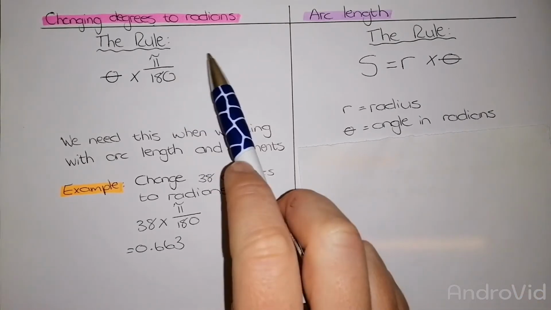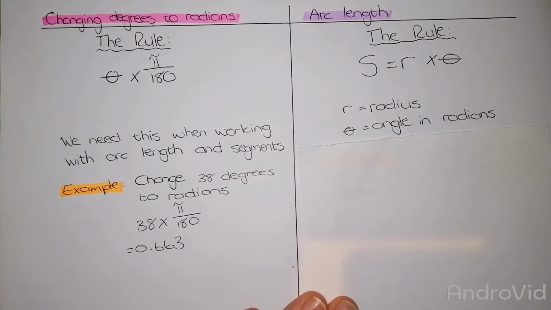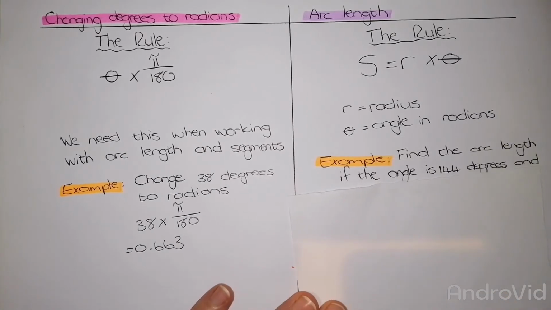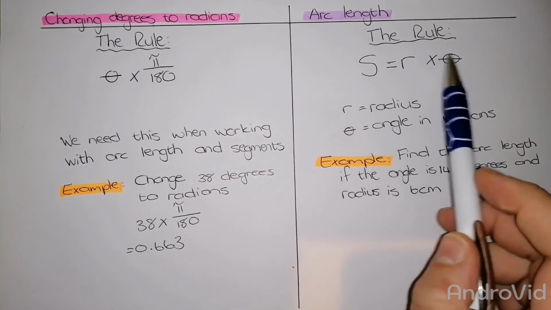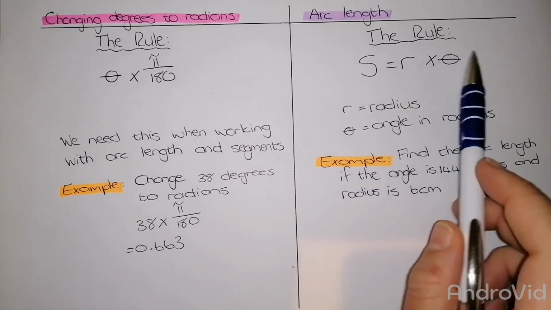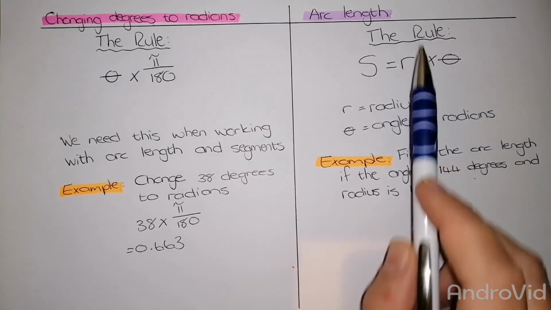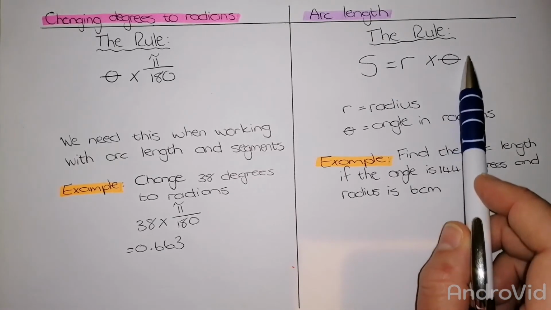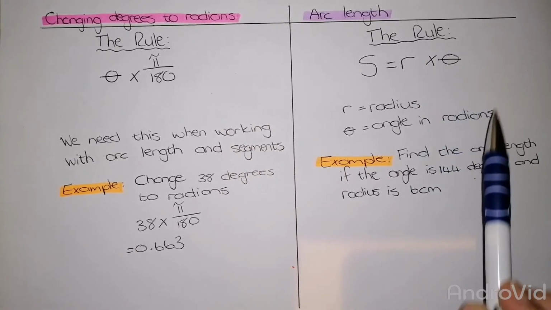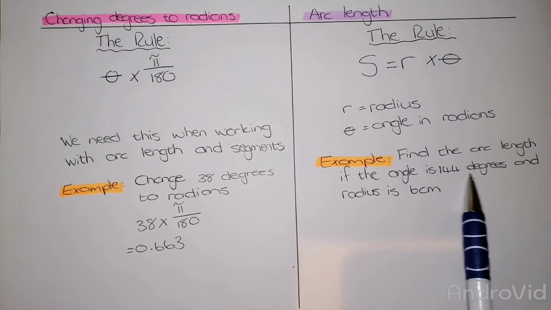We have done how to change degrees to radians. So let's look at an example. My example says, find the arc length if the angle is 144 degrees and the radius is 6 centimeters. We know that we need to use this rule. We know that the radius will be 6 centimeters because it's given as 6 centimeters. The only thing that we need to change is the degrees because it's given to me in degrees, but I need it in radians.